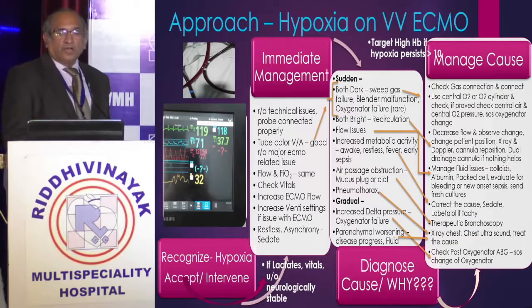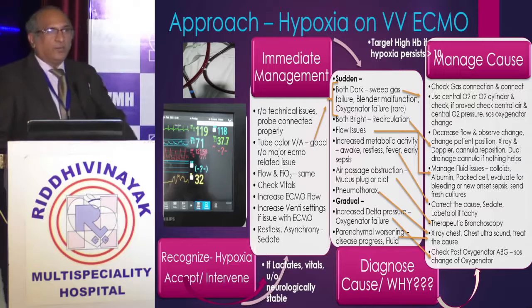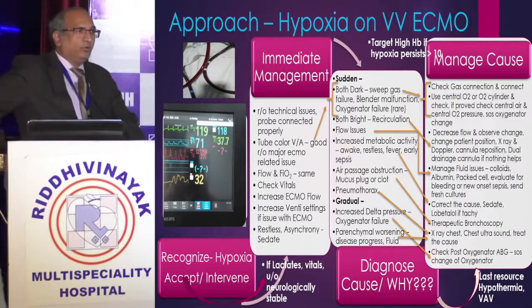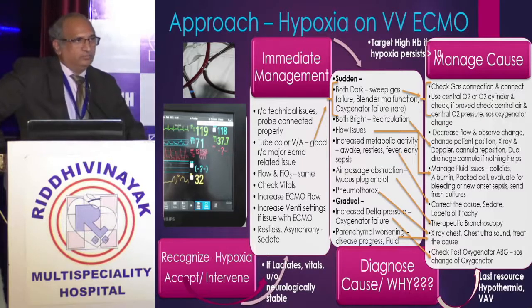What is important is to target a high hemoglobin if your hypoxia persists. If your saturation is around 70, I prefer to keep the hemoglobin at about 10 or 11 and try to maintain the hematocrit high so that I can maintain the oxygen delivery. Okay. And if nothing helps, the last resort, as I told you, is hypothermia or switching over to VAV ECMO. But that is a last resort.